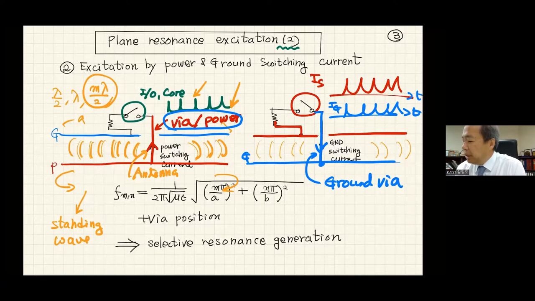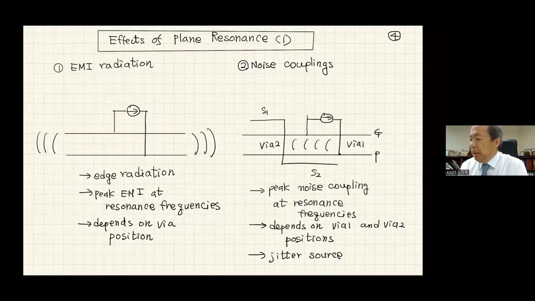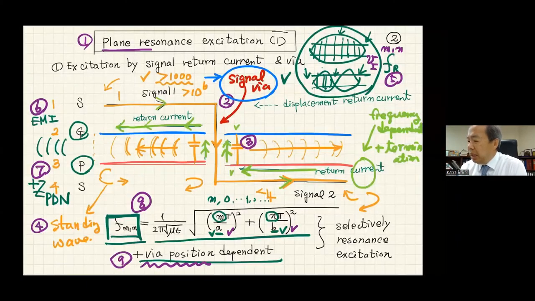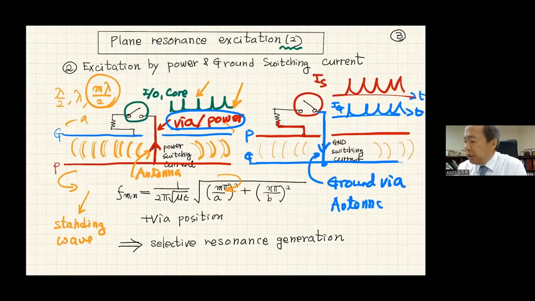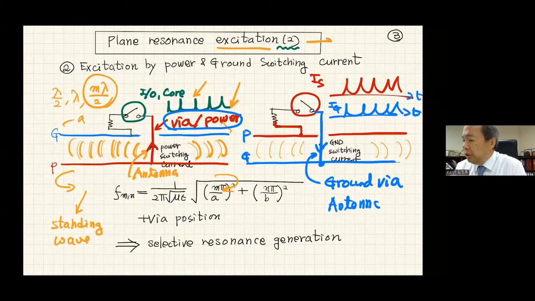And this ground VR, anyway, it is just a metal, and it carries very high frequency switching current, and it becomes an antenna, and it can create resonances at the power and ground planes. This is the third example of power ground plane resonance excitation, which can occur at package and PCB power and ground planes. These are the typical three cases of power ground plane excitation, and the conclusion is that VR is a very important source of excitations.